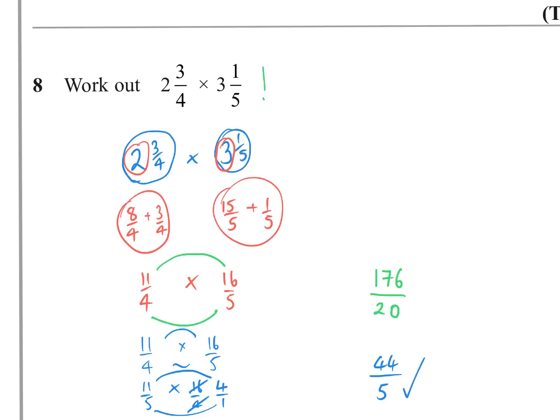Alternatively, if you don't want to rewrite the fractions in different ways, you can just cancel the 4 and the 16, which you've probably done quite a lot of before, and then you'd end up with 11 times 4, which is 44, and then this here would be a 1, and that would be 1 times 5, which is 5. Exactly the same answer.